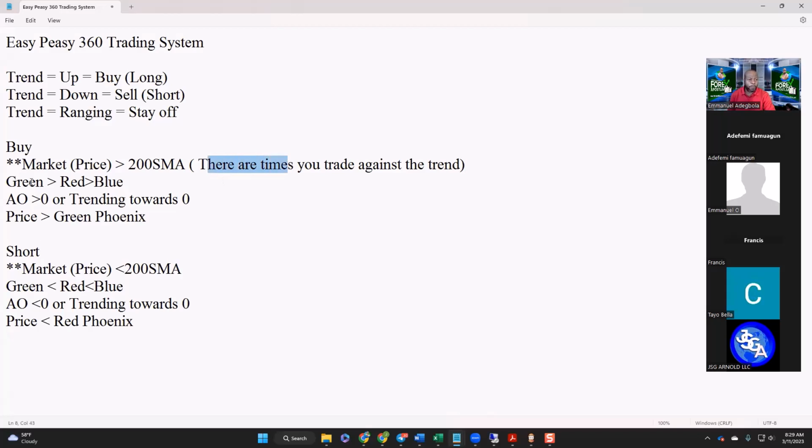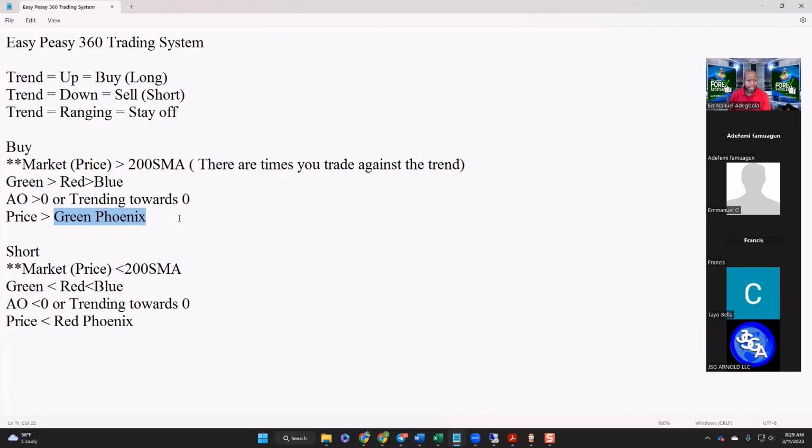So the market sometimes, you also trade against that. Then for you to buy, I said grain must be above red, must be above blue. Awesome oscillator must be above 0 or trending towards 0. Price must be greater than red Phoenix. With this one, you know you can go long and you apply your stop loss.